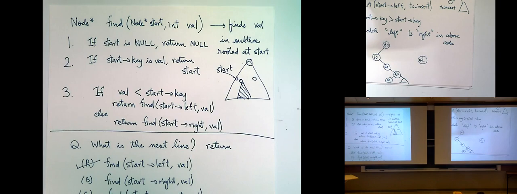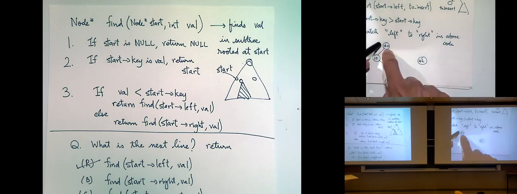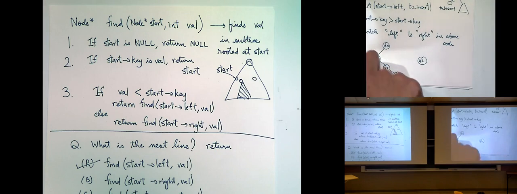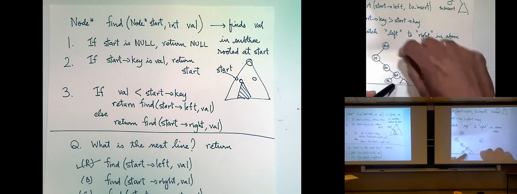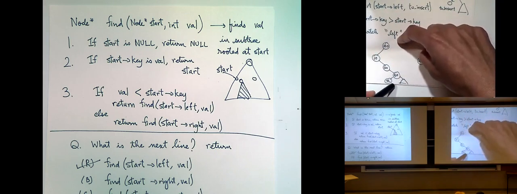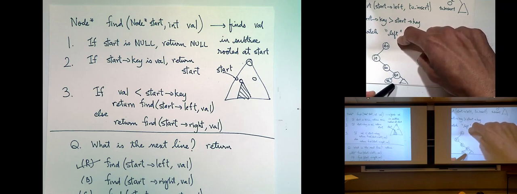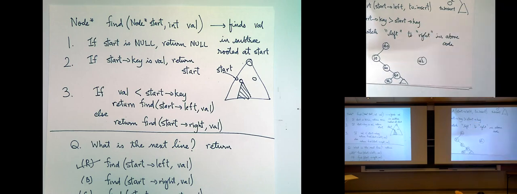Yes? So the node 40, could that be larger than 100? Good question. Could it be larger than 100? No, why not? Because it's a left descendant. It's a descendant of the left child. It doesn't matter, like if you go left and then you keep going right, you will still encounter things that are less than 100. Does that make sense?